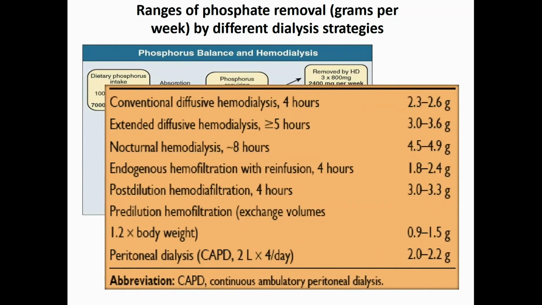You can increase the duration of dialysis, extended dialysis for 5 hours. Instead of 2,400, you can remove up to 3,000. Nocturnal dialysis may improve this, and with post-dilution hemodiafiltration you'll be able to increase the loss up to 3.3 gram, and peritoneal dialysis also will.